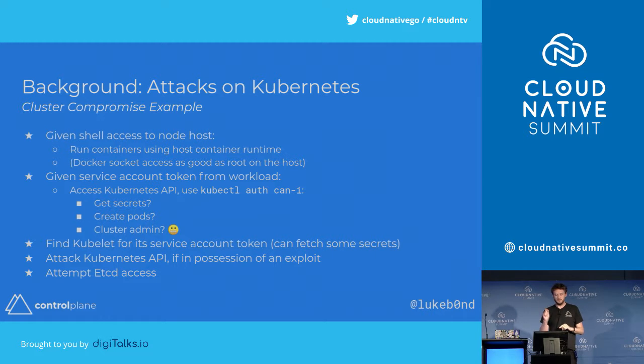An attacker who breaks into a container will look for that token and then try to use it to talk to the API and see what it can do. They can use something like kubectl auth can-i, asking: can I get secrets? Can I create pods? They'd be delighted to find that they could do those things. It's a reason to use role-based access control, right? God forbid it's a cluster admin or something bad like that. But this is what they're going to try to do.